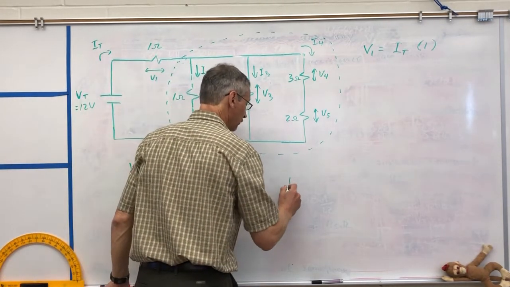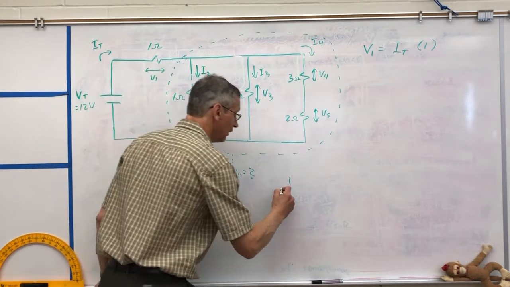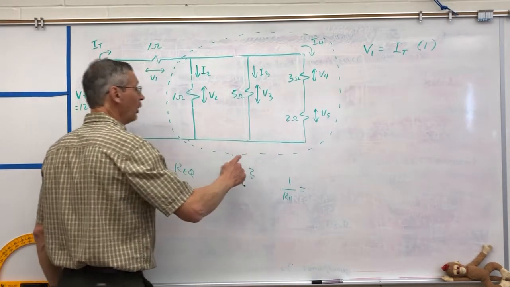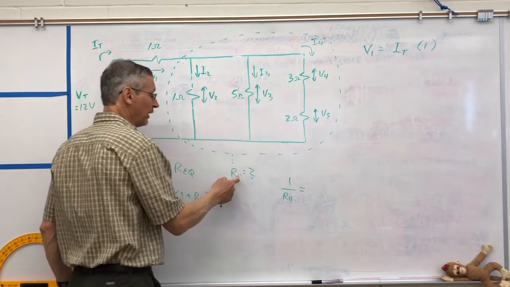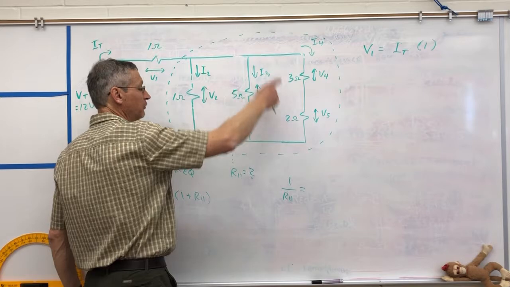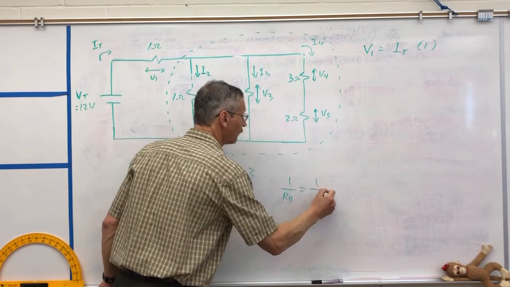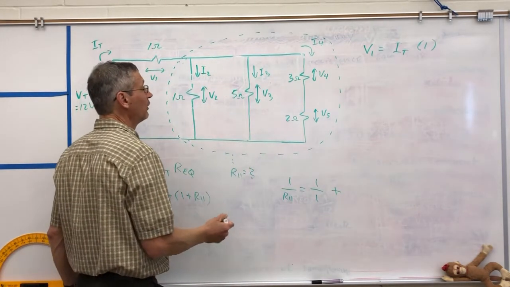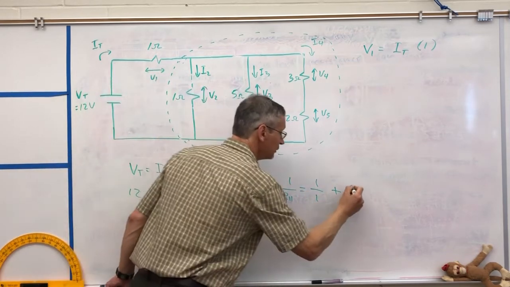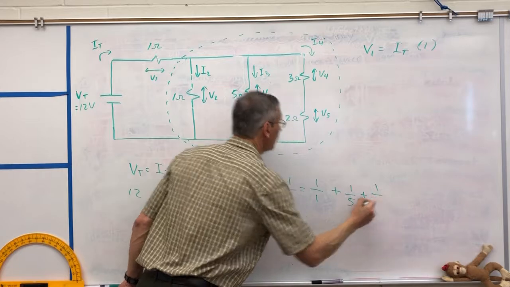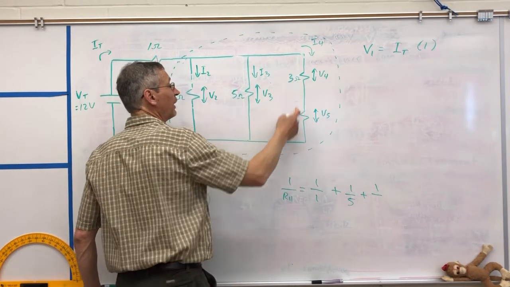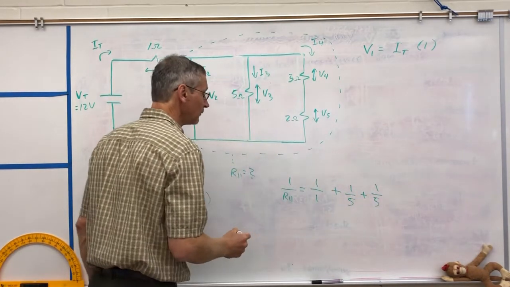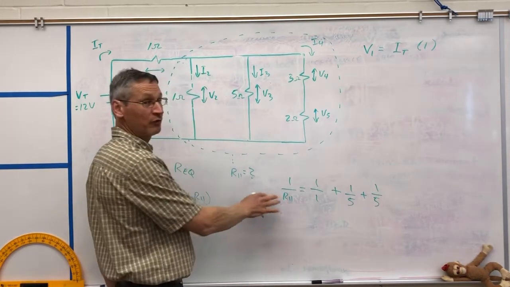So, when you're talking about a bunch of resistances in parallel, 1 over the equivalent resistance, that's going to be 1 over R_parallel, the equivalent resistance of all these three things in parallel, is going to be equal to 1 over the resistance in the first branch, which is 1, plus 1 over the resistance in the second branch, which is 5, plus 1 over the resistance in the third branch, which is, in total, 3 plus 2, 5 ohms. Okay, so there we go. We can solve this equation for our parallel.